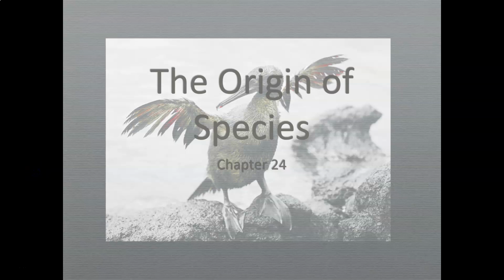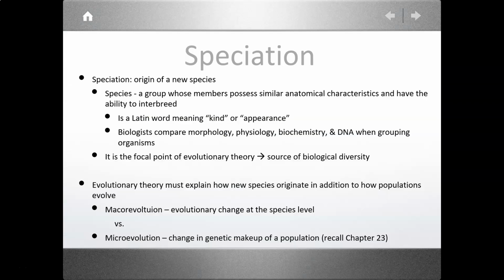Welcome, ladies and gentlemen. Today we're going to talk about Chapter 24, which really is just going to get into the mechanisms by which we get an existing species to branch out or create new species as we move forward in evolutionary history. So what we're really going to talk about here is this concept of speciation. And speciation is defined as the origin of a new species.